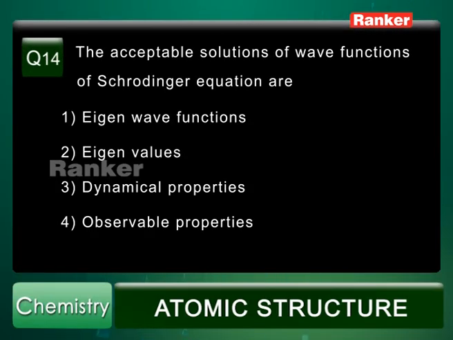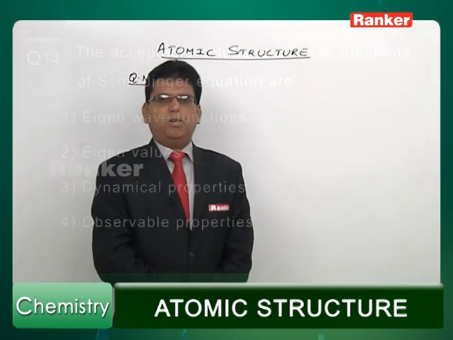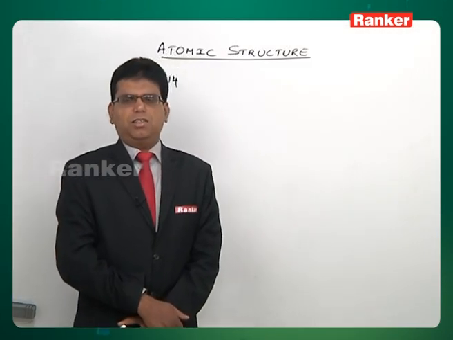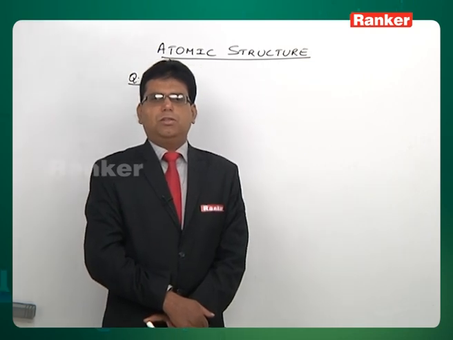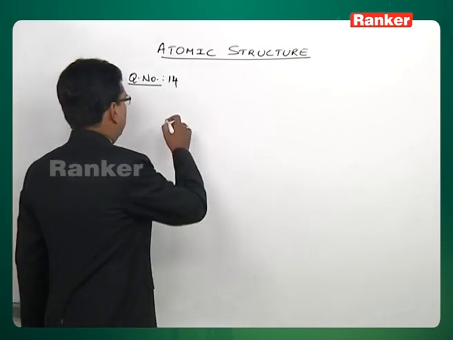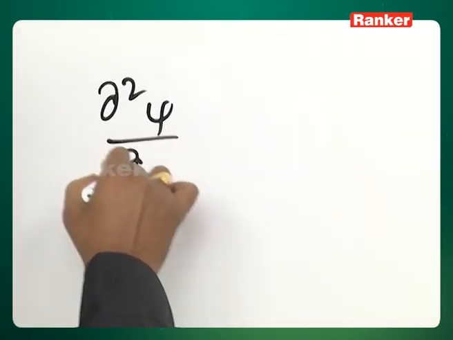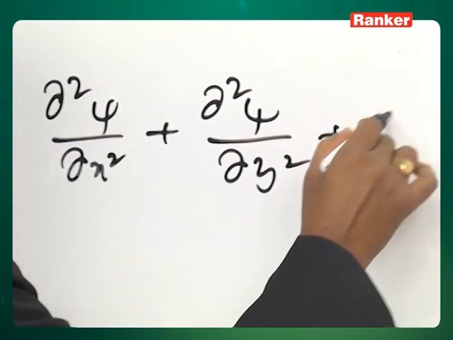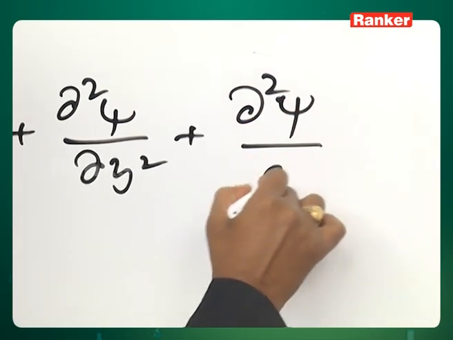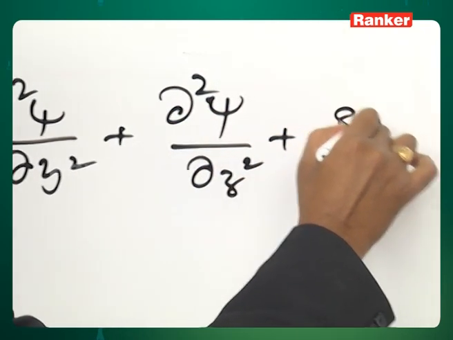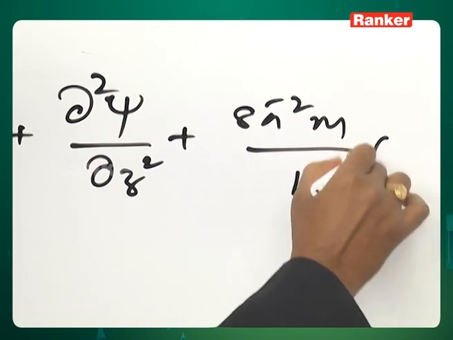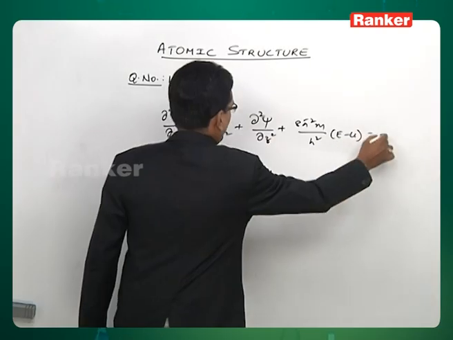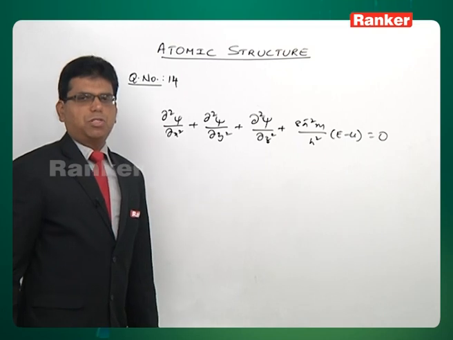The acceptable solutions of wave functions of the Schrodinger's wave equation are. This is purely conceptual, just like a definition. The acceptable solutions of wave functions of Schrodinger's wave equation. Schrodinger's wave equation is dou square psi by dou x square plus dou square psi by dou y square plus dou square psi by dou z square plus 8 pi square m by h square (E minus U) psi is equal to 0. This is what the Schrodinger's wave equation is.